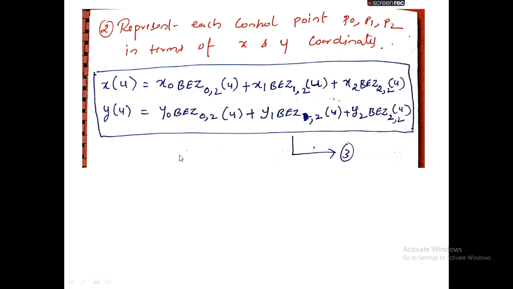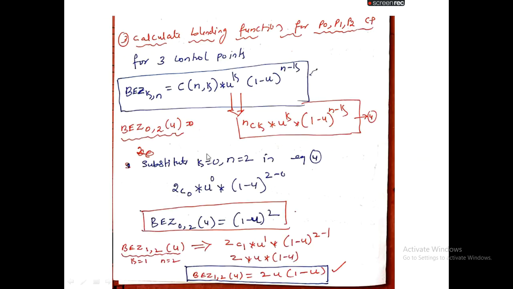We represented each control point in terms of x and y coordinates. So if you see the x-axis, we have x0, x1, x2, because our control points are 3, and those control points' k value ranges from 0 to 2. Then I wrote x0, x1, x2. So this is equation number 3.